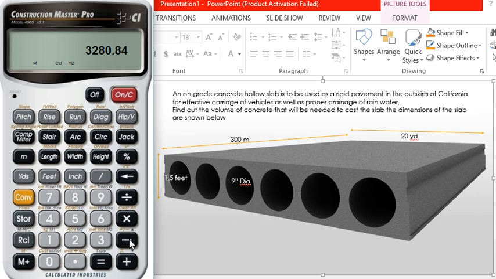Minus recall, equals 3184 cubic yards. This is the total volume of concrete that will be needed to cast this hollow slab.